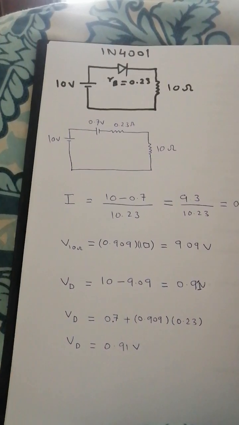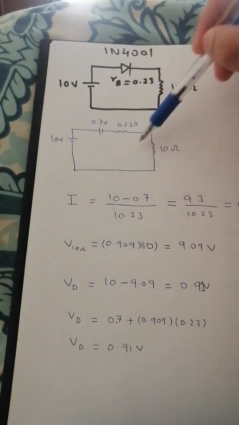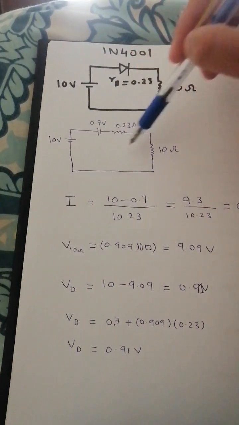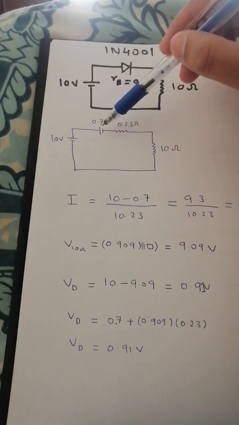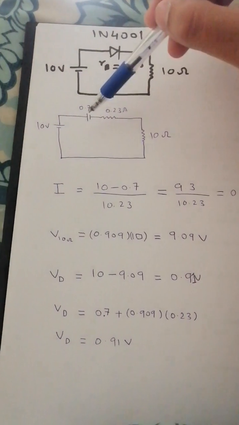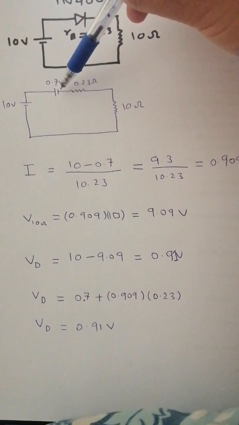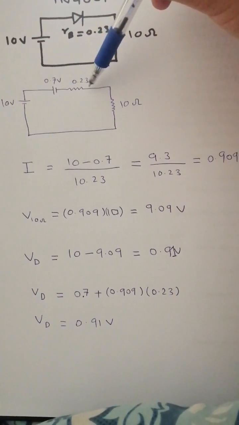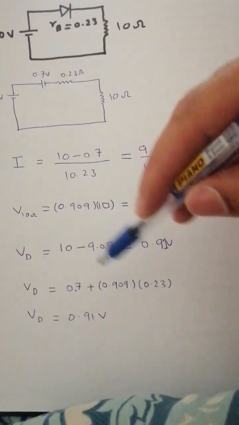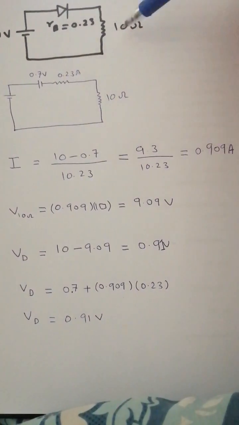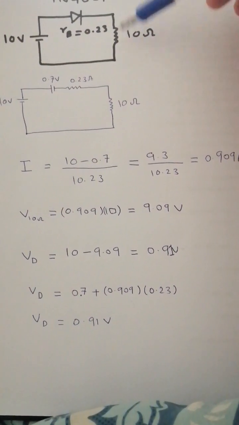So what I'm trying to tell is that if we have a diode in a circuit with a DC supply, then we have to replace the diode with 0.7 volts and with this bulk resistance, and then by applying the Kirchhoff voltage law we can find the total current in the circuit and the voltage across the diode and the voltage across the load, or you can say this 10 ohm resistance.